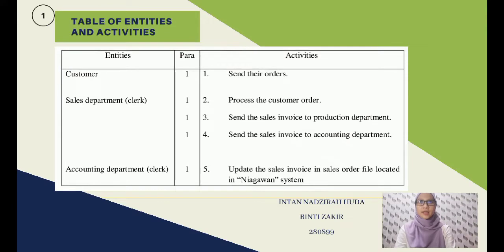These are the entities and activities that operate in this company. First, the customer, and its activity is to send their orders. Second, the sales department. It has 3 activities: process the customer order, send the sales invoice to the production department, and send the sales invoice to the accounting department. Third is the accounting department, and its activity is to update the sales invoice in the sales order file located in the Niagawan system.